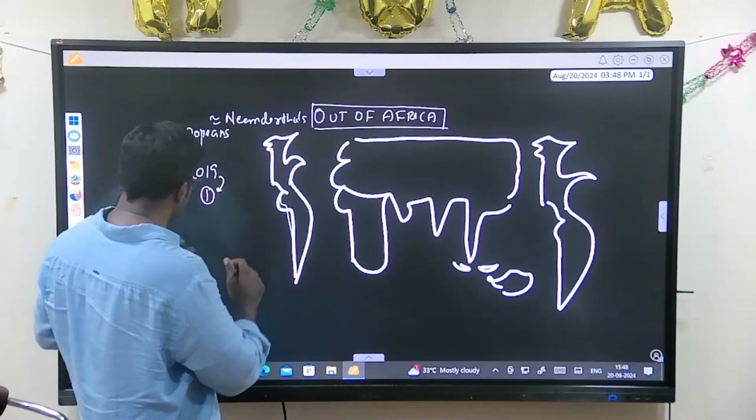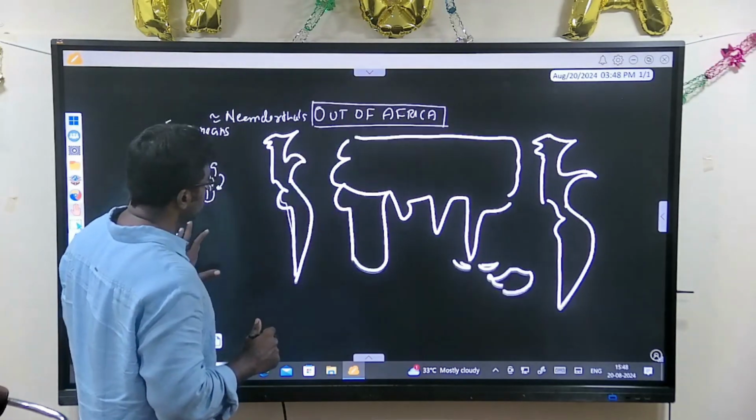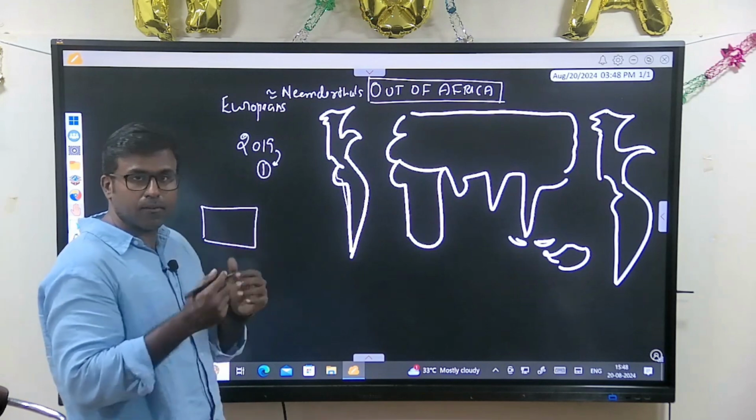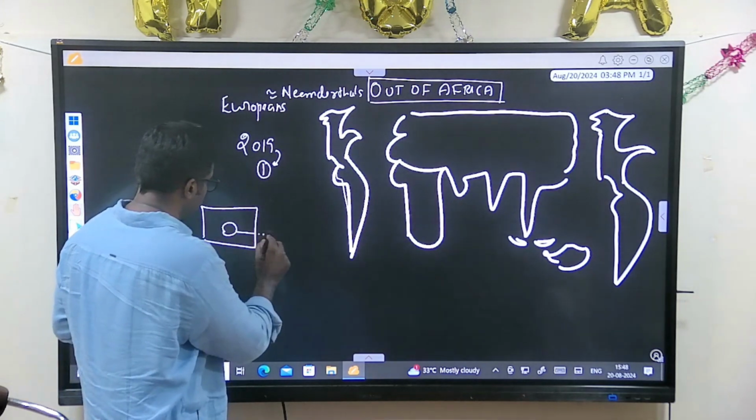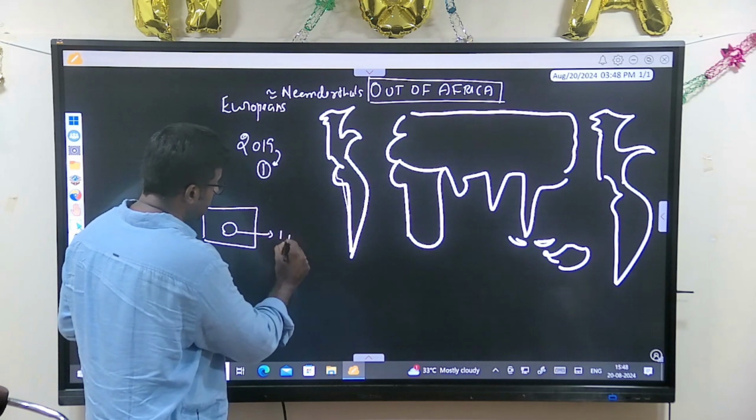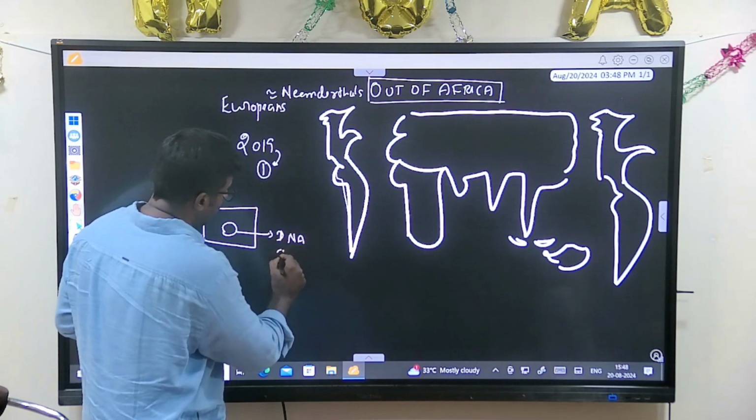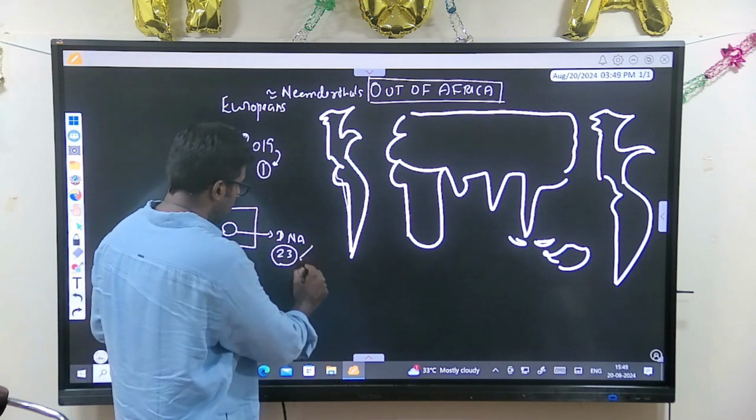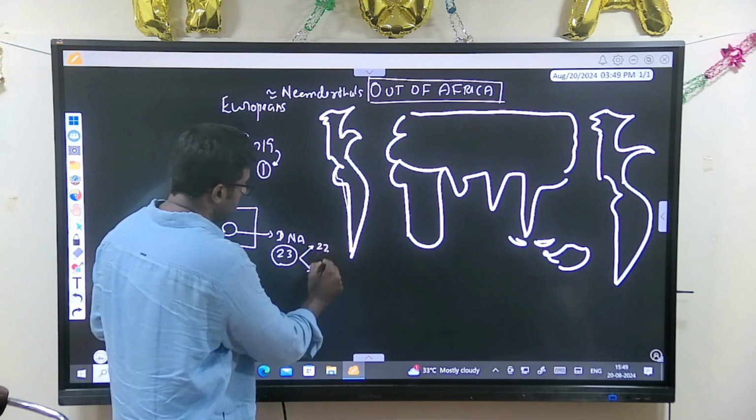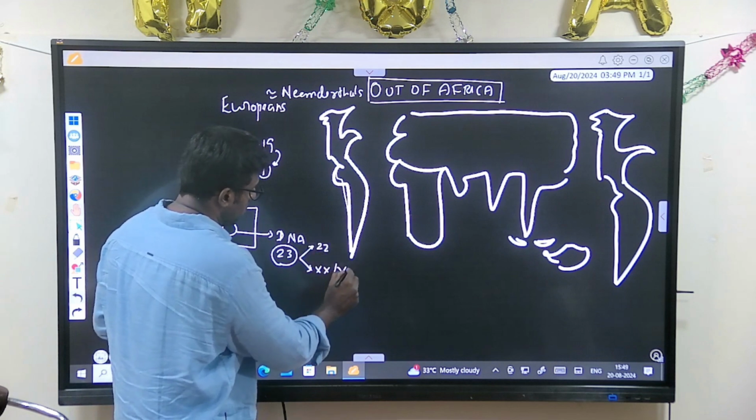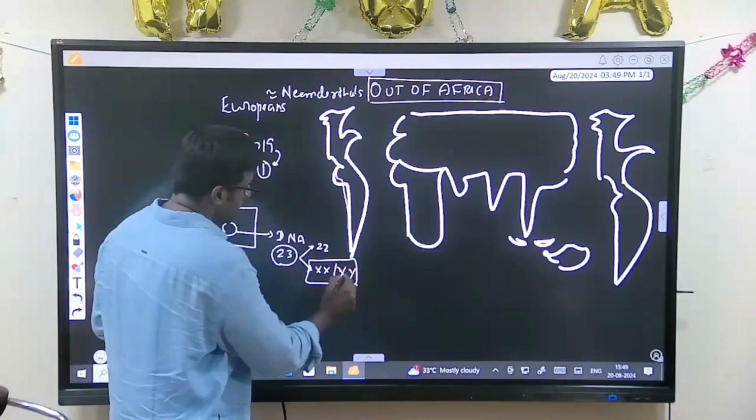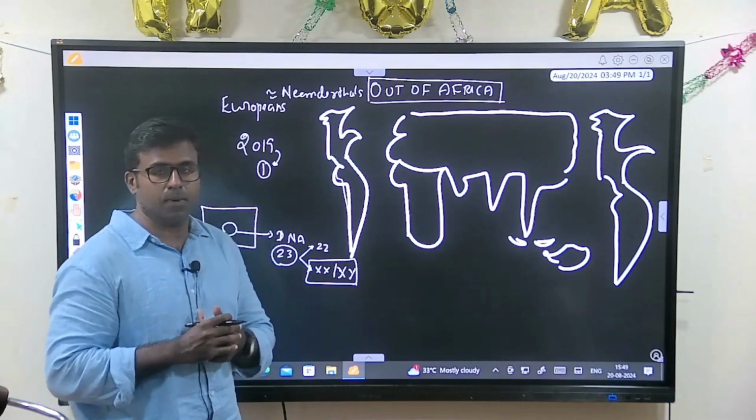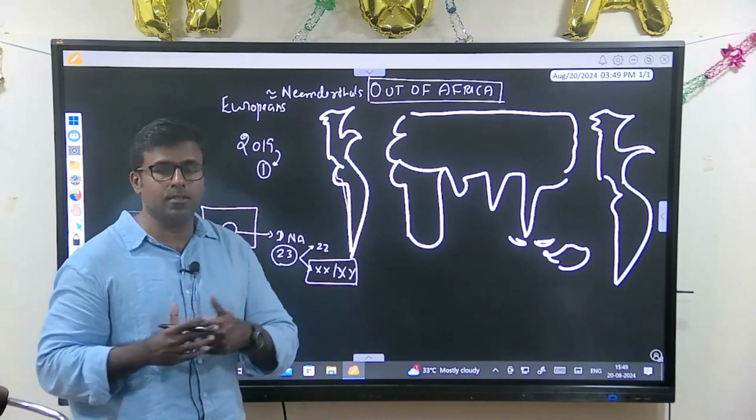Now, before the out of Africa theory, there are two things you should know. One is the cell. In our cell, you have the nucleus, in which you have the DNA. In this DNA, you have 23 pairs of chromosomes: 22 pairs plus XX or XY chromosomes. These are called sex chromosomes. The Y chromosome suggests it is a male, and XX says it is a female.